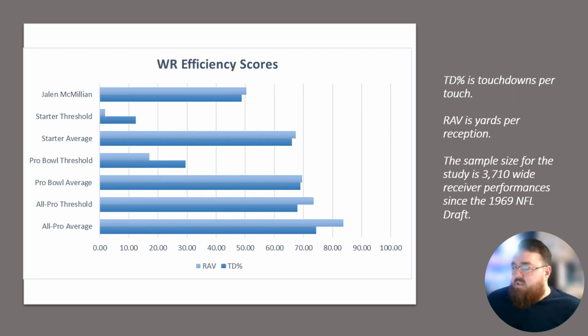Then, of course, when you look at efficiency traits, he was about average in terms of his efficiency. So for the times he actually did get the football, he wasn't that efficient. He didn't have great touchdowns per touch, didn't have great yards per reception. He was just kind of average in every single metric here.